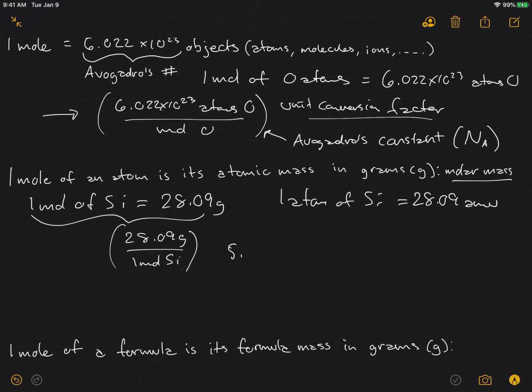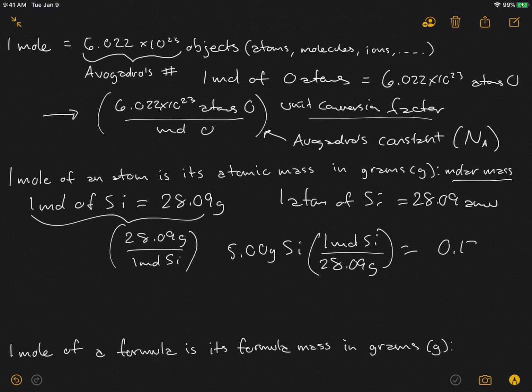So let's say that we have 5 grams of silicon. Well, let's convert that to moles. We've got 28.09 grams. We want to divide by the molar mass, since we want to cancel out grams and get moles. And if we do that calculation, we get 0.178 moles of silicon.